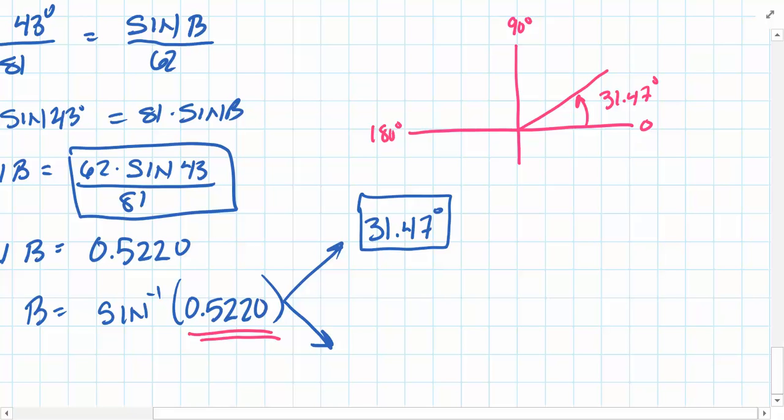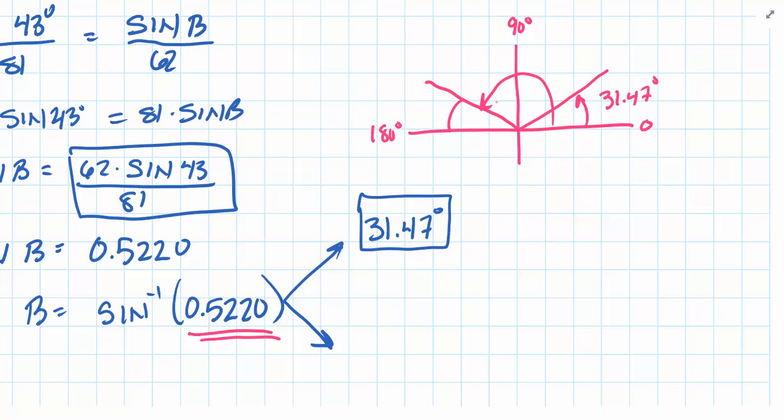There's another angle whose sine is equal to that value as well. It's the reference angle. Awesome. So there's another angle, right? Sine is positive in quadrants 2 and 1, right? All Students Take Calculus. So we need to figure out what this angle is here, and it's the reference angle to 31.47. Isn't it just 180 minus 31.47? Yes, it is. What would it be? 148.53. Very good.